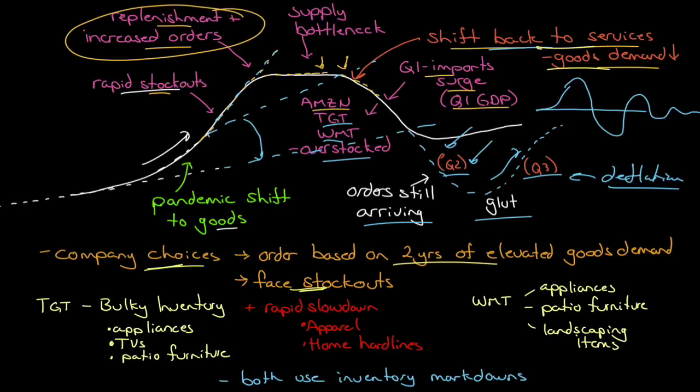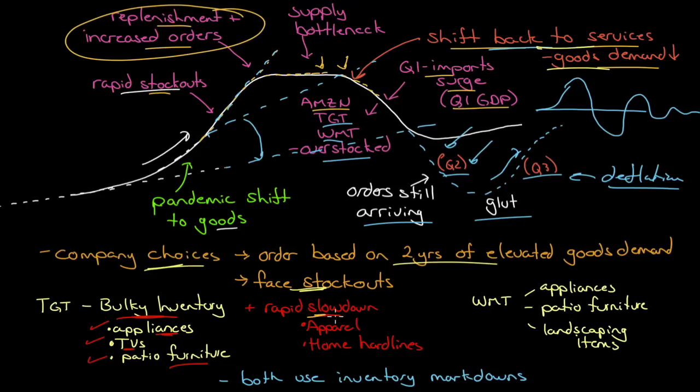So Target was overstocked on what they called the bulky inventory: appliances, TVs, patio furniture. Notice appliances. Notice this home electronics, right? Those two categories were negative that we saw in retail sales going back from April 2021 to April of 2022. These were the ones that were negative. Patio furniture.